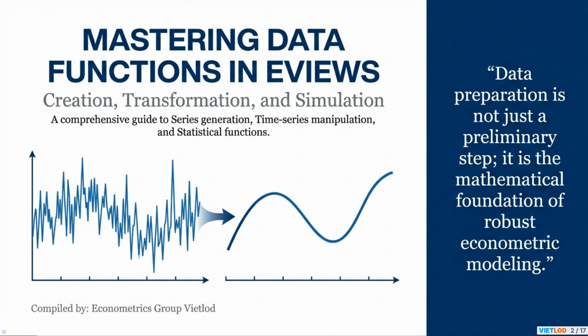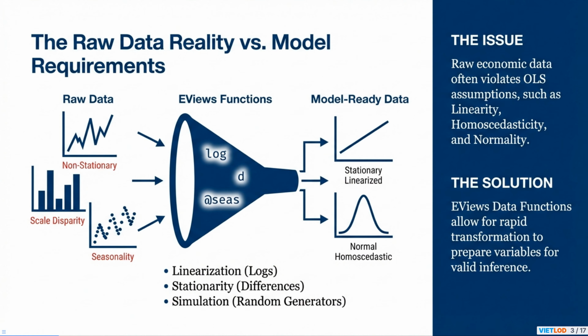So why is this data preparation so crucial? Let's look at the common challenges we face with raw econometric data. Raw economic data rarely arrives in a format that's immediately suitable for econometric models. As you can see on the left, it often exhibits issues like non-stationarity, meaning its statistical properties change over time, scale disparity, and pronounced seasonality, which can obscure underlying trends.